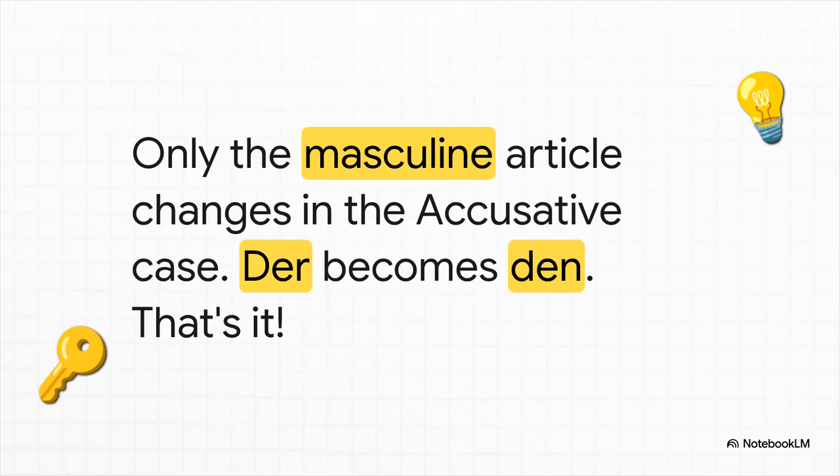And this right here is the biggest, most important shortcut for German cases. So let this really sink in. In the accusative case, only the masculine article changes. That's it. Der becomes den. Everything else stays the same. 3 out of the 4 genders get a free pass. This makes things so much simpler.